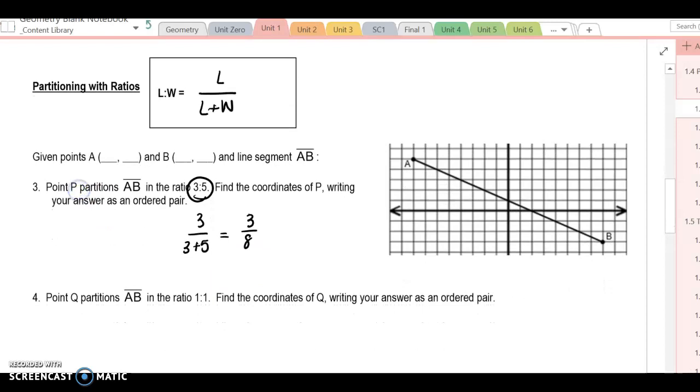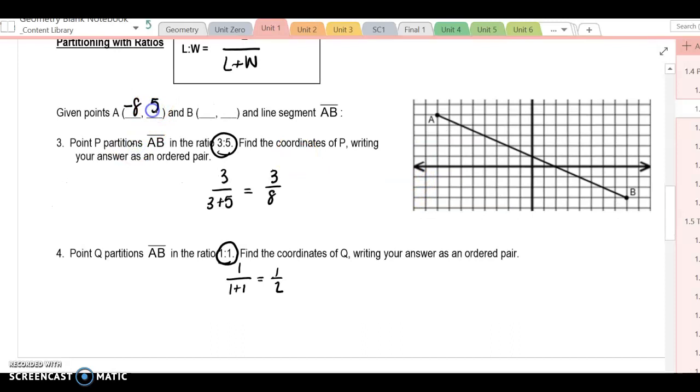So in order to partition this ratio of 1 to 2, you're going to change the ratio into a fraction. So we have 1 divided by 1 plus 1. So we have 1 over 2. Again, you're going to write down your ordered pairs for A. So we have -8, comma, and then we're up 5. For B, it looks like I'm 8, and then down 3.